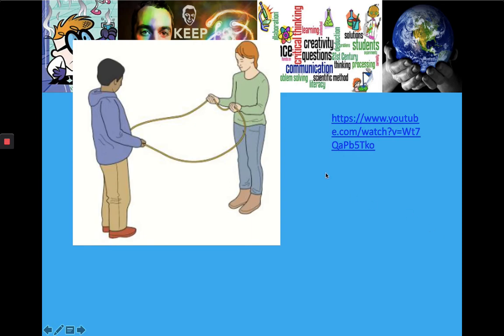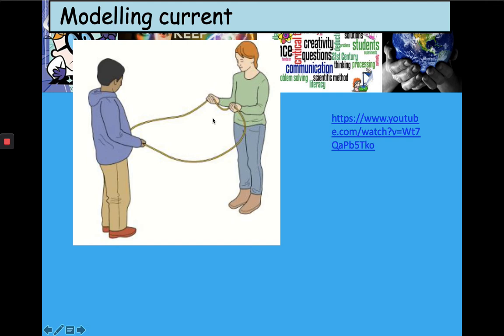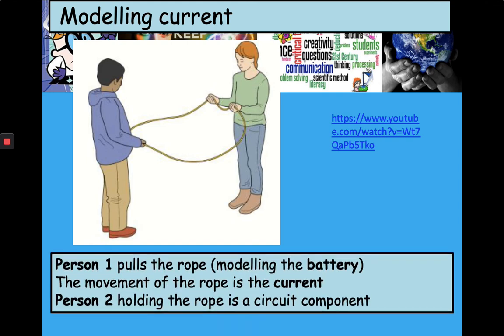Here's another clip that you can have a look at. This is modelling current. So this is something we might have been able to have a go at in class together, but this is showing that person one pulls the rope. They're modelling the battery. The movement of the rope is the current. So again, it's showing that movement of the current. Person 2 is holding the rope, is the circuit component. So if you want to have a look at that, you're welcome to, just to try and show it in a different way again.